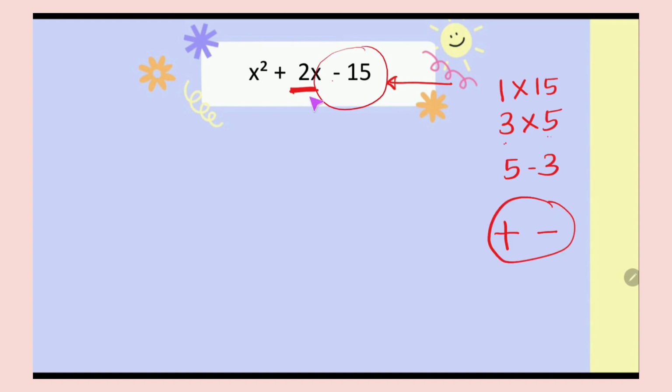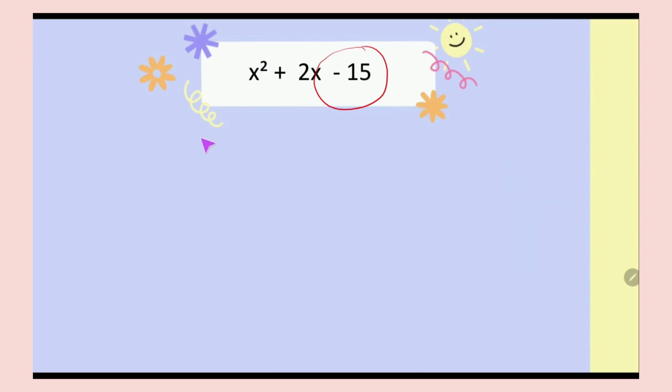All right, so ultimately whenever you have a negative third term, one of the factors will be positive and one of the factors will be negative. If this is plus, we will look at that in the next example. For now we know that it is 5 minus 3. 5 minus 3 makes 2, plus 2. All right, so we'll continue with that.